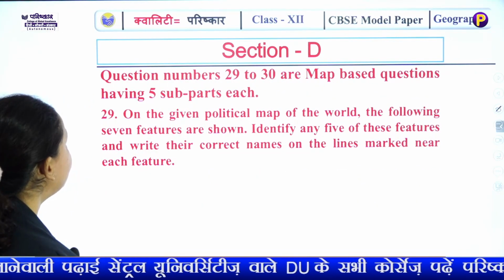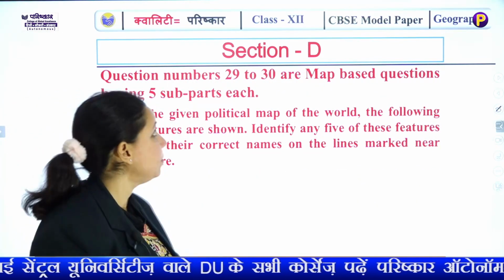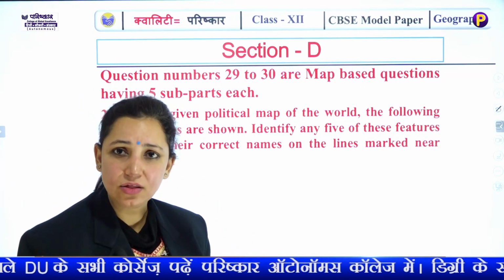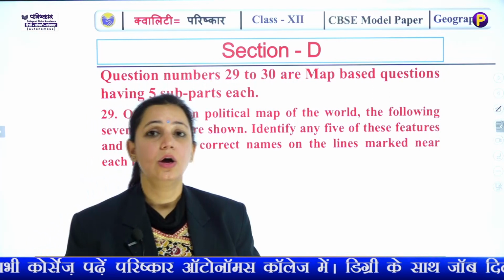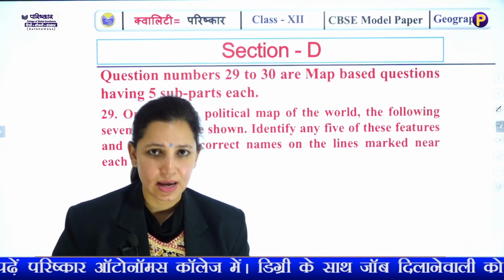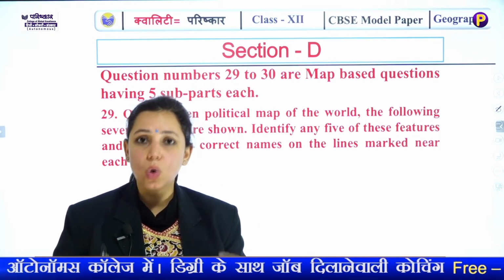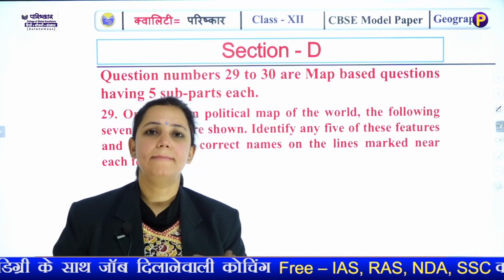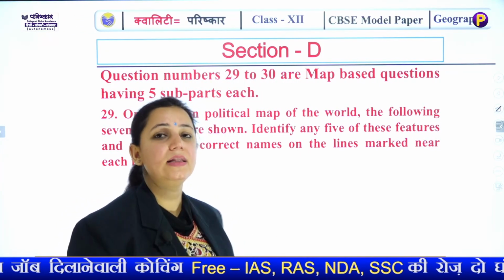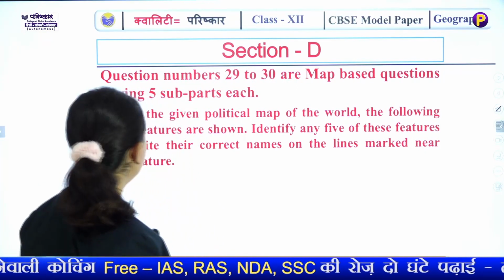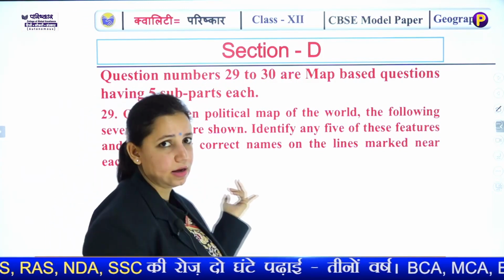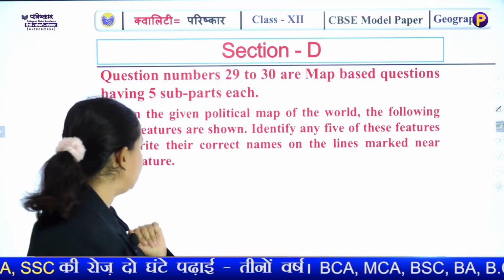Now question number 29 and 30, which is your section D now. These are map based questions. Being a geography student, you should know your maps thoroughly, and they are again scoring 100% scoring, just like your MCQs. You can score maximum and to the full in these map based questions. On a given political map, now here two questions are given. First, we'll go through this.